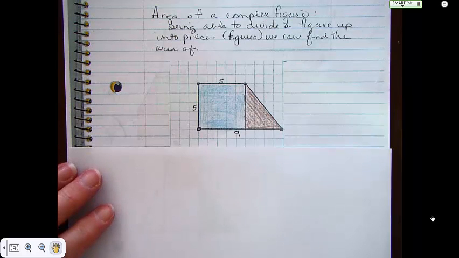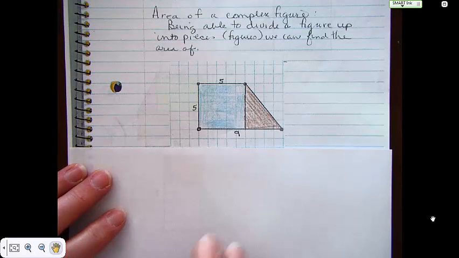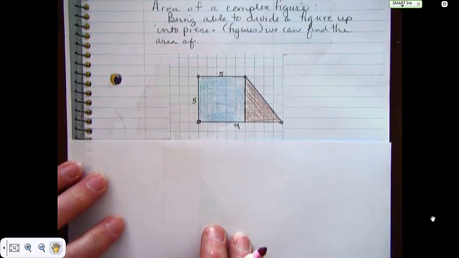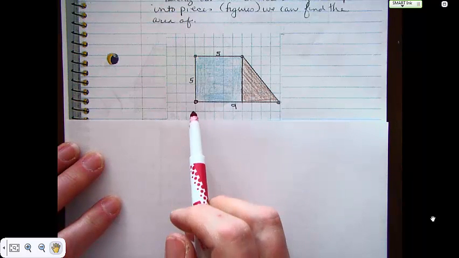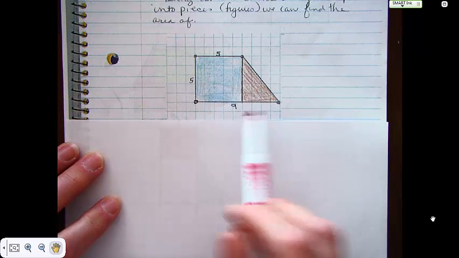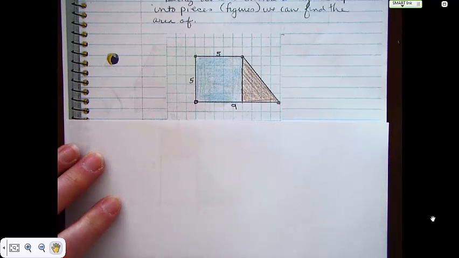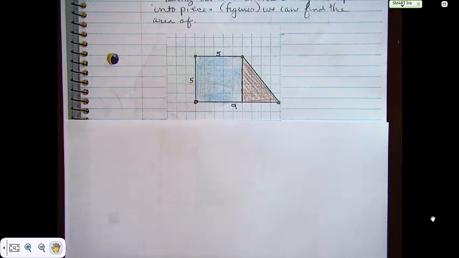Here is an example of a not real complex figure, but it's a fairly complex figure. It is made up of a square and a triangle. Now, at first, when you look at it, you go, "Well, wait a minute. You're missing some measurements here. I don't get it. How come you're missing the measurements?"